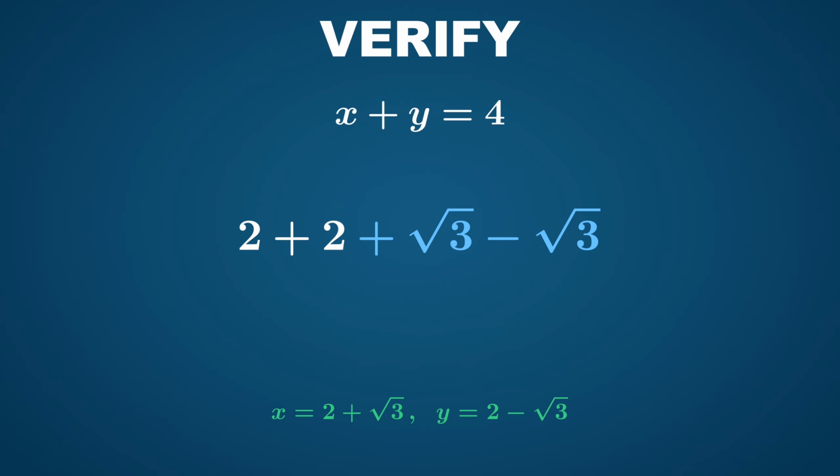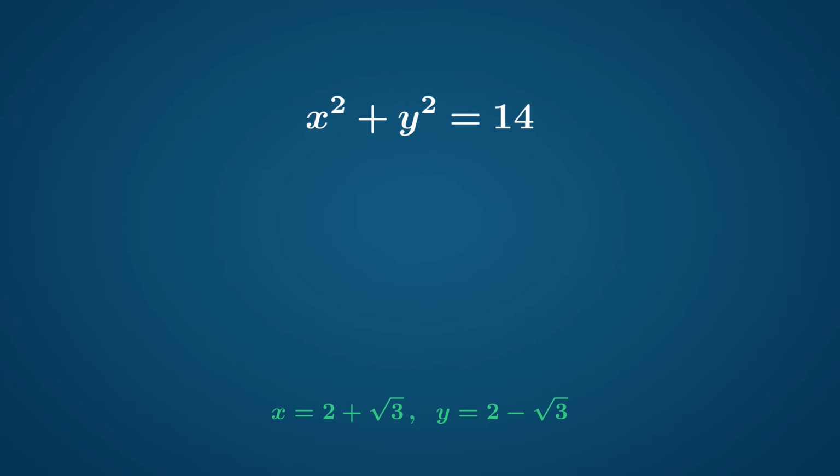Next we gather the radical terms. We have a positive square root of 3 and a negative square root of 3. When we add a value to its exact opposite, the result is 0. The square root terms cancel completely. We are left with exactly 4. This matches the right side of the first equation perfectly.